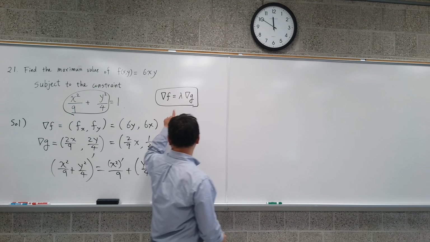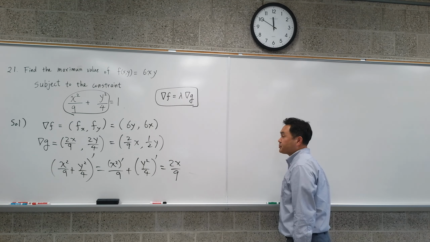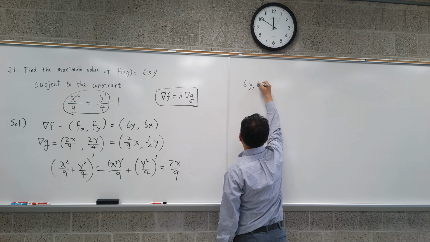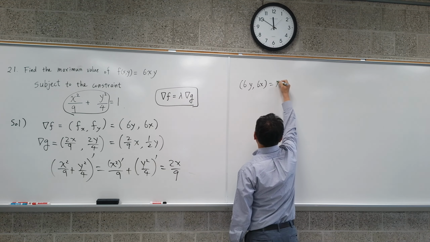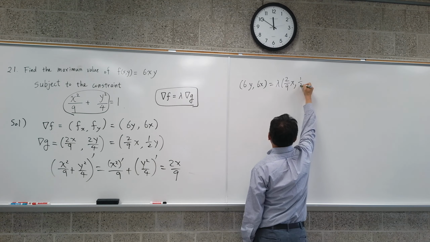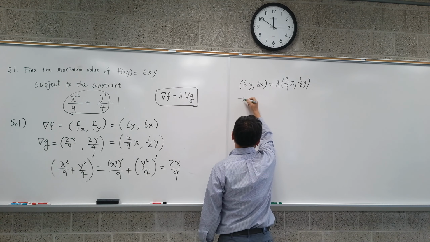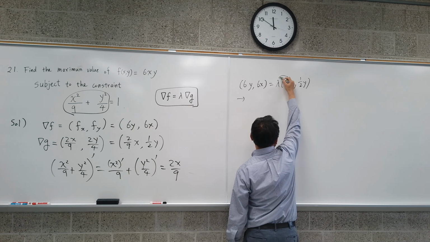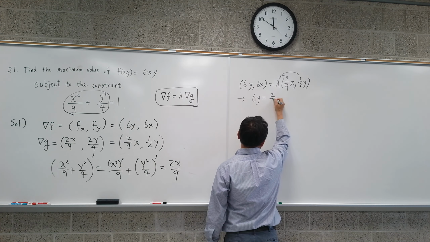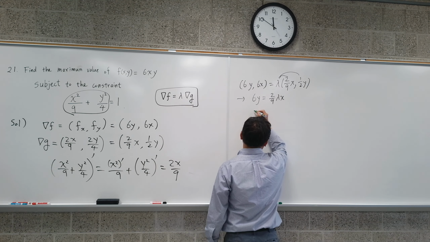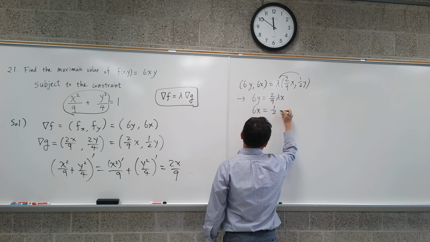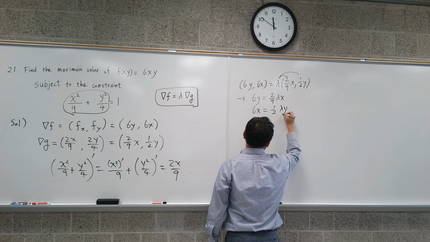Now we take these two and plug it in here. So (6y, 6x) is equal to lambda times (2 over 9 x, 1/2 y). And that translates to two equations because lambda gets multiplied to each one of them. You get 6y equals 2 over 9 lambda x, and 6x equals 1/2 times lambda y.